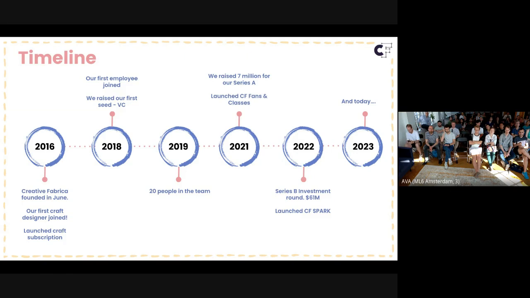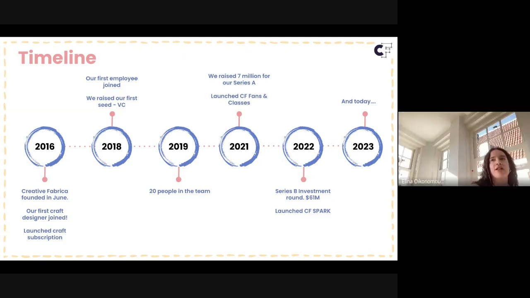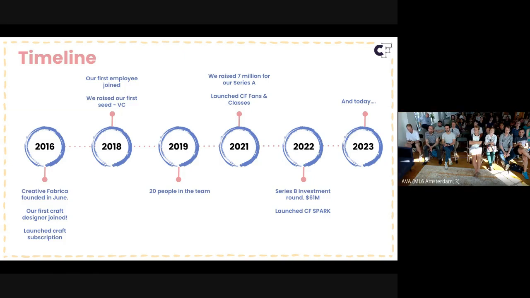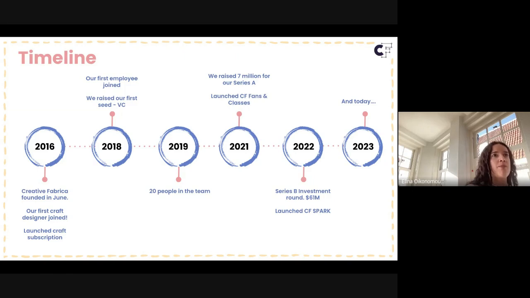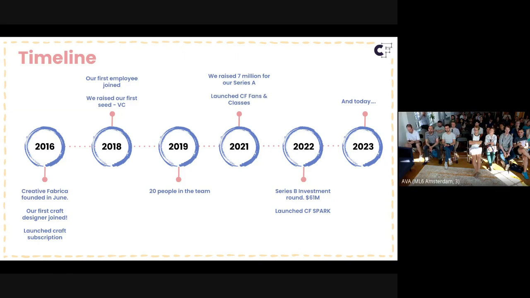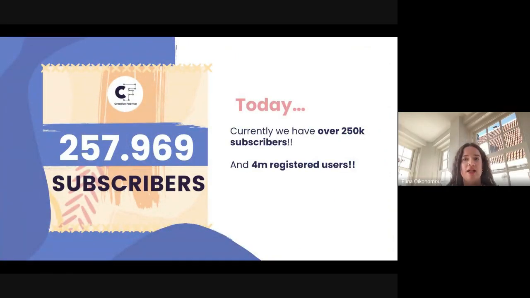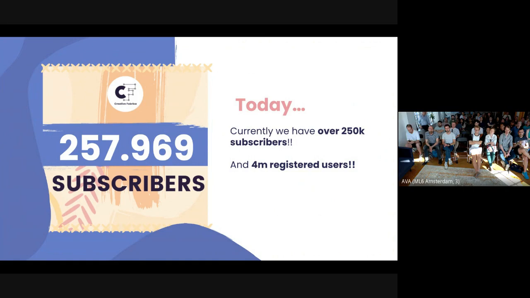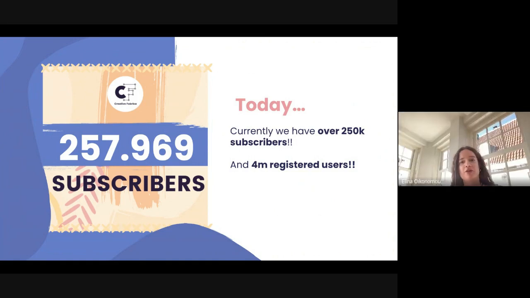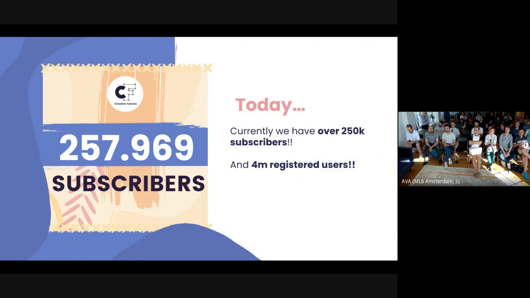Maybe you have heard about us in the news at the end of last year, because we raised our Series B. And since last year, we started launching our new family of tools under the umbrella Creative Fabrica Spark, which are all about generative AI and generating assets and images using those tools. Where are we today? We have over 250,000 subscribers and 4 million registered users. So we're really in the scale phase, and we're having intense growth and an intense increase of users.